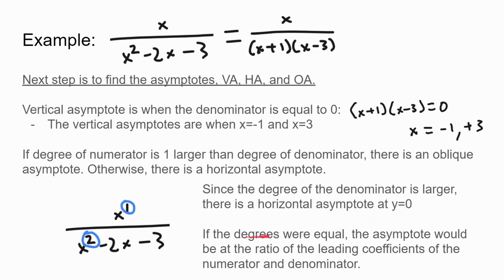However, if the degrees were equal, so if this was also a 2, the asymptote would be at the ratio of the leading coefficients of the numerator and denominator. So if this function was like 3x squared over 4x squared minus 2x minus 3, then the degrees would be equal. And so the asymptote would be at the ratio of the leading coefficients, which is 3/4 in the example that I just gave.